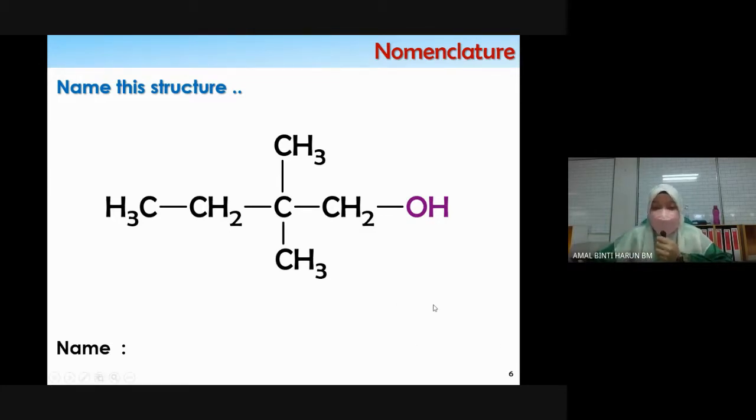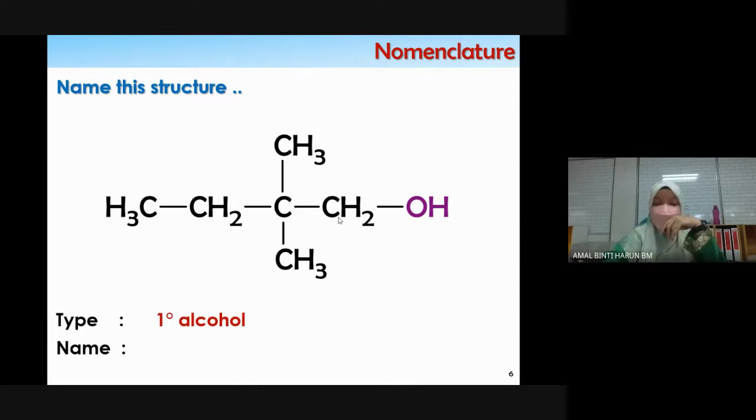Okay, for example, we have this structure. Naming alkane, we choose the longest carbon chain and not necessarily straight chain. Okay, so choose the longest carbon chain that consists the functional group. Okay, carbon chain yang ada functional group mana? 1, 2, 3, 4. Okay, straight chain. So straight chain with 4 carbon is butane. Kalau dalam alkane kita belajar kan. Sekarang kita hanya tukarkan dekat belakang dia tu, butane now become butanol.